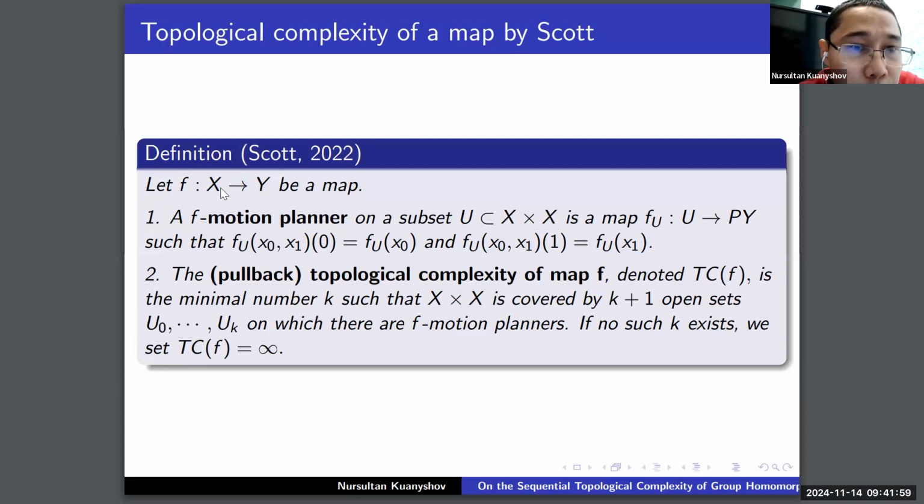Let f be a map from X to Y, and we call an f-motion planner on the subset U a map from the subset U to the path space such that if I evaluate it at 0, I get the first coordinate, and if I evaluate it at 1, I get the second coordinate. The topological complexity of a map, denoted TC(f), is the minimal number K such that X cross X is covered by K plus 1 open sets, and each open set admits an f-motion planner. If no such K exists, we say TC(f) is infinite. Here I use a pullback, so you can define this topological complexity via pullback fibrations.